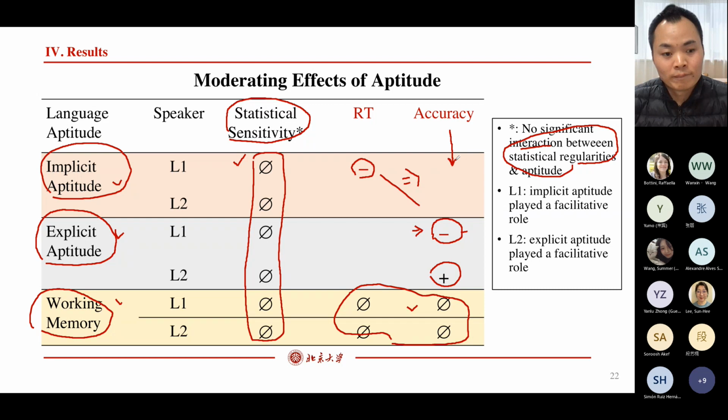As I mentioned in the demographic information about my participants in the paper, the L2 participants all learned English in classroom settings. And in China, our English learning and teaching is famous for being basically based on rote learning. You memorize, you keep memorizing, and memorizing again. So this explicit way of teaching and instructing, I think, can explain why explicit aptitude played a facilitative role for L2 speakers, but not for L1 speakers.